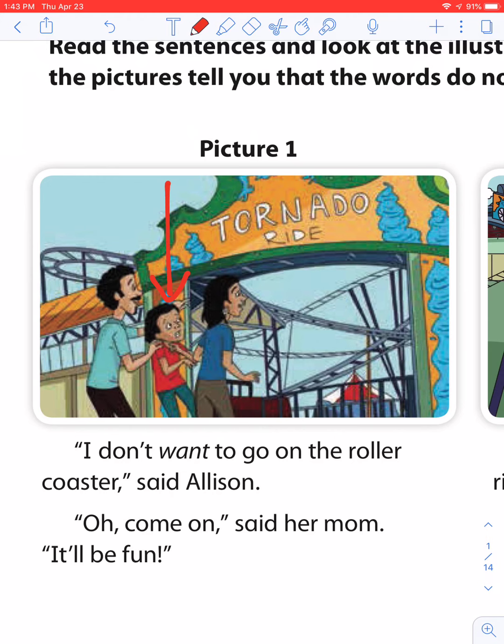I know this because the words tell me that she doesn't want to go on the roller coaster. And I'm looking at the expression on her face. Her face is telling me that she looks terrified and she doesn't really want to go. She's even leaning backwards. Now I'm going to look at picture 2.